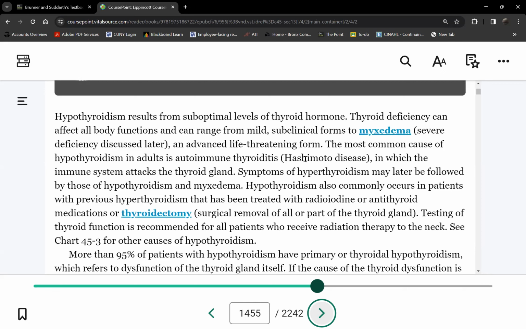In secondary hypothyroidism, what's the cause again?